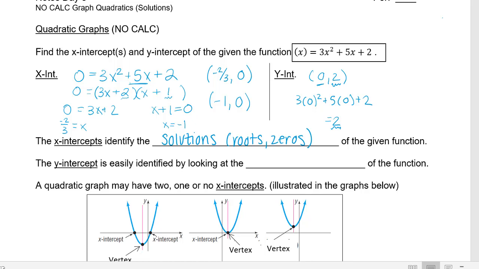And then the y-intercept is easily identified by looking at the c value, right? The constant, that number that's added or subtracted at the end of that function.